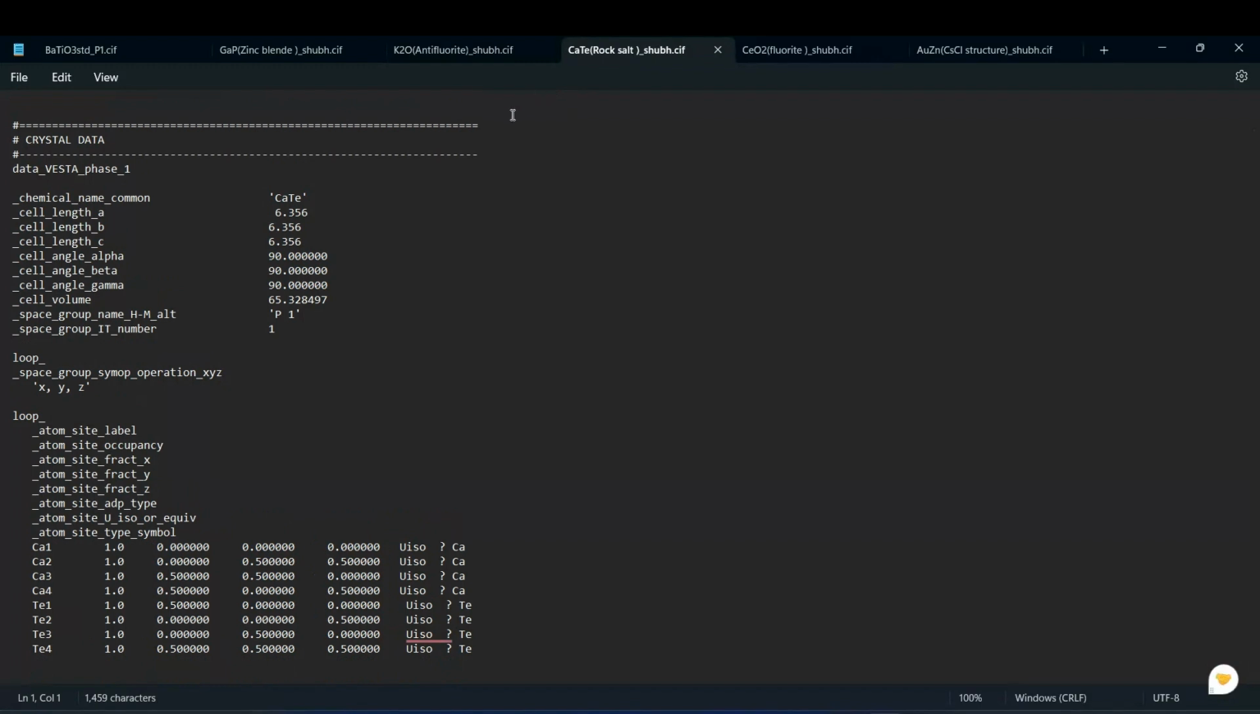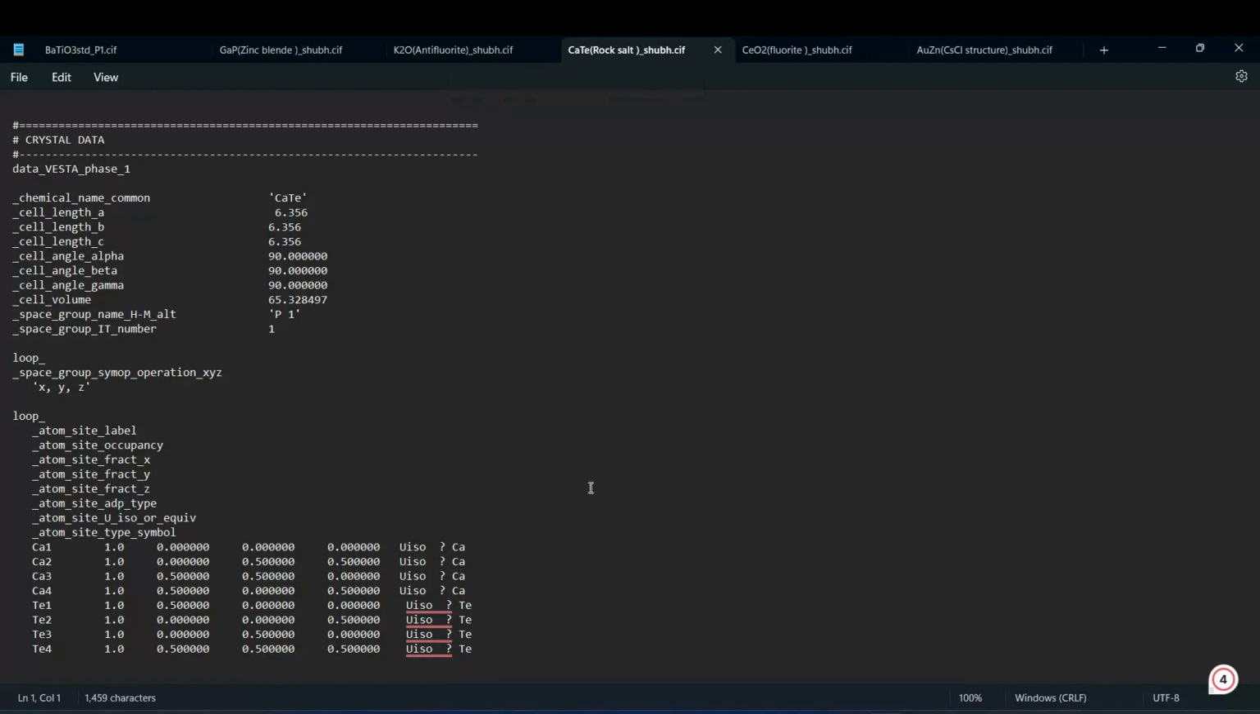Now, calcium telluride, CaTe structure. It is similar to the rock salt structure, in which all the octahedral voids are occupied by the metal, and the FCC is formed by the non-metal. So here, calcium will occupy all the octahedral voids.